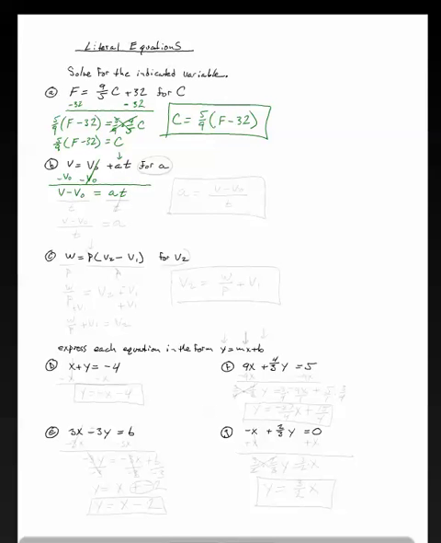Now I want to solve this for a. So if I look here, the a is right now being multiplied by t. So to get rid of it, I have to divide by t. Here the t's cancel, and I have v minus v naught divided by t equals a. And then once again, in my last step, I'm going to switch sides of the equation and write a equals v minus v naught divided by t.